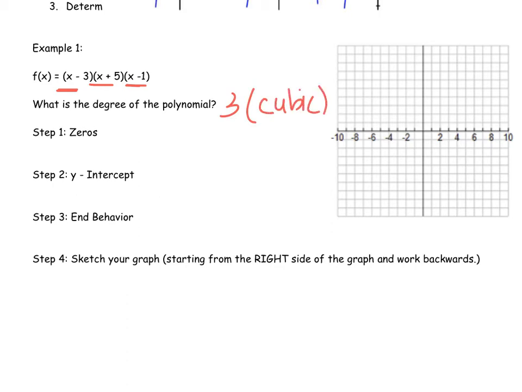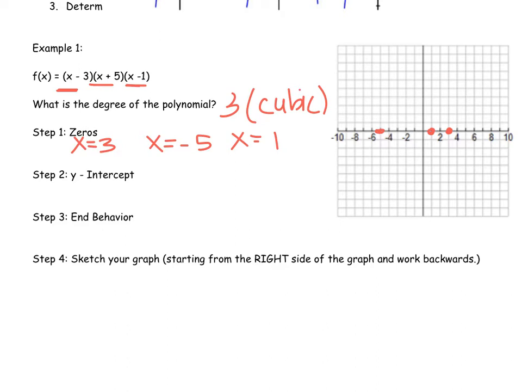We can also see from the factors what the zeros are. Just like when we did quadratics, we can see that the zeros for this function are when x is 3, when x is negative 5, and when x is 1. So we can plot those values on our graph. When x is 1, when x is negative 5, and when x is 3 are the only places where this graph will cross the x-axis.